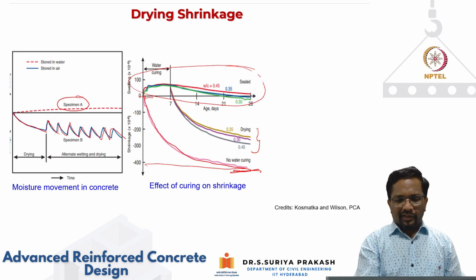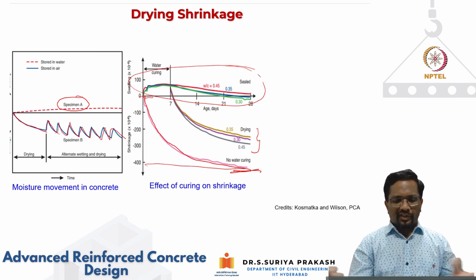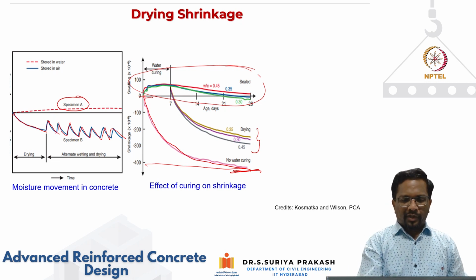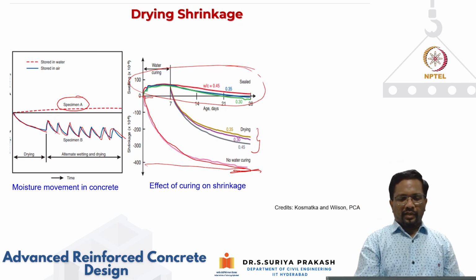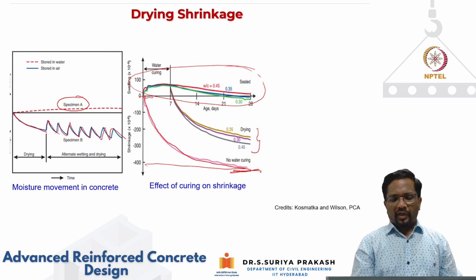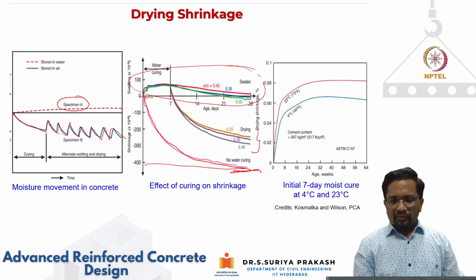And you can see here the sealed specimens, because you're not allowing the moisture or water to escape out of the system, pretty much remain the same. There is no change between the water cement ratios. So it clearly says that if you cure the concrete well, you can reduce the shrinkage strain.